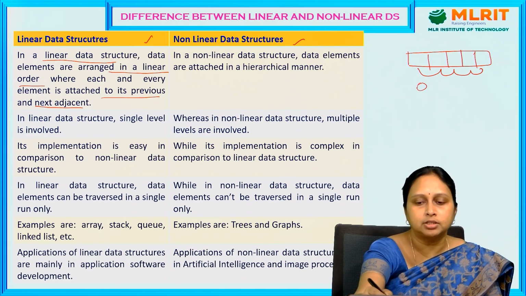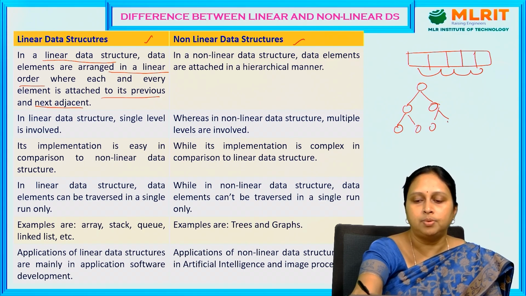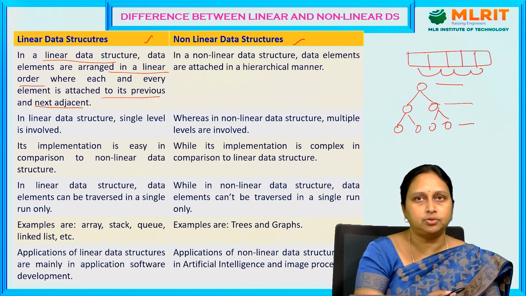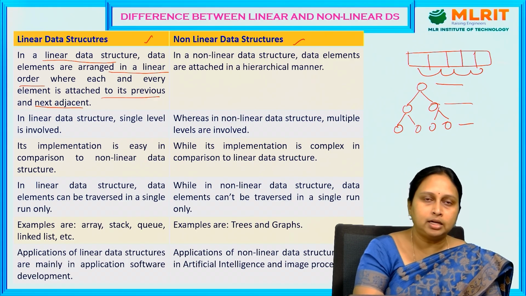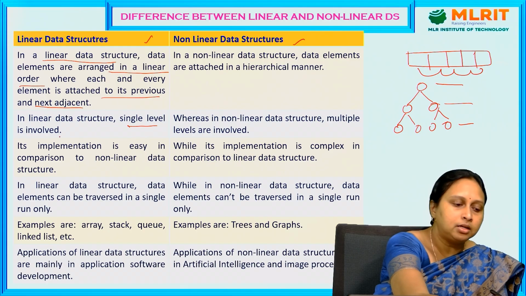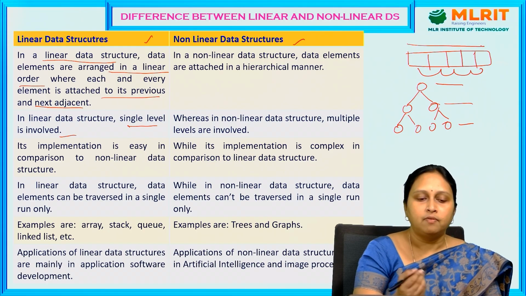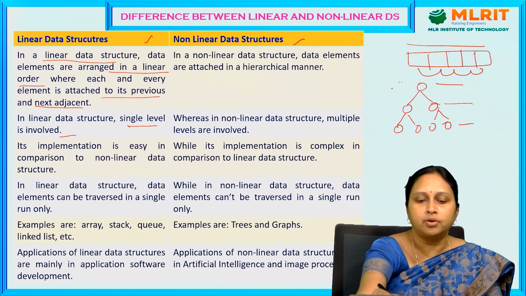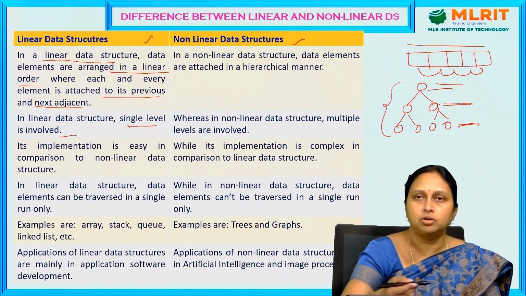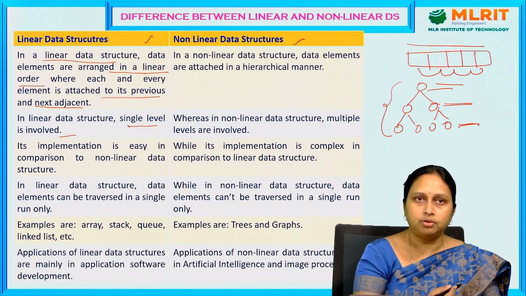Non-linear data structure means it is going to be represented in the hierarchical fashion, like this way. It will be in the hierarchy, like this way we are going to represent. And in linear data structure, single level is involved. As I told you, only one level will be represented, whereas in non-linear we are going to have multiple levels. This is level 0, level 1, level 2. Like this way we are going to represent.